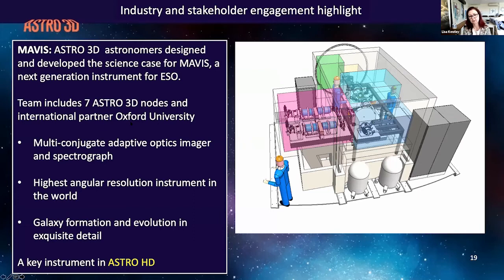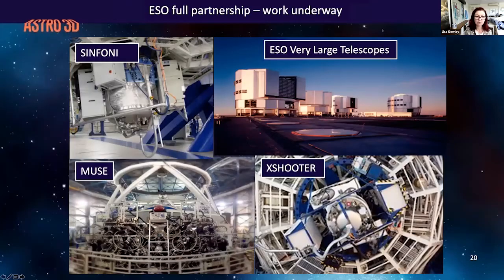There's also work underway by ASTRO 3D astronomers to help Australia obtain full partnership in ESO, and we'd be tremendously excited not only to continue our access on the VLT, but also to access the ELT, because it's due to begin operations in 2028, about 10 to 12 years earlier than any other ELT.